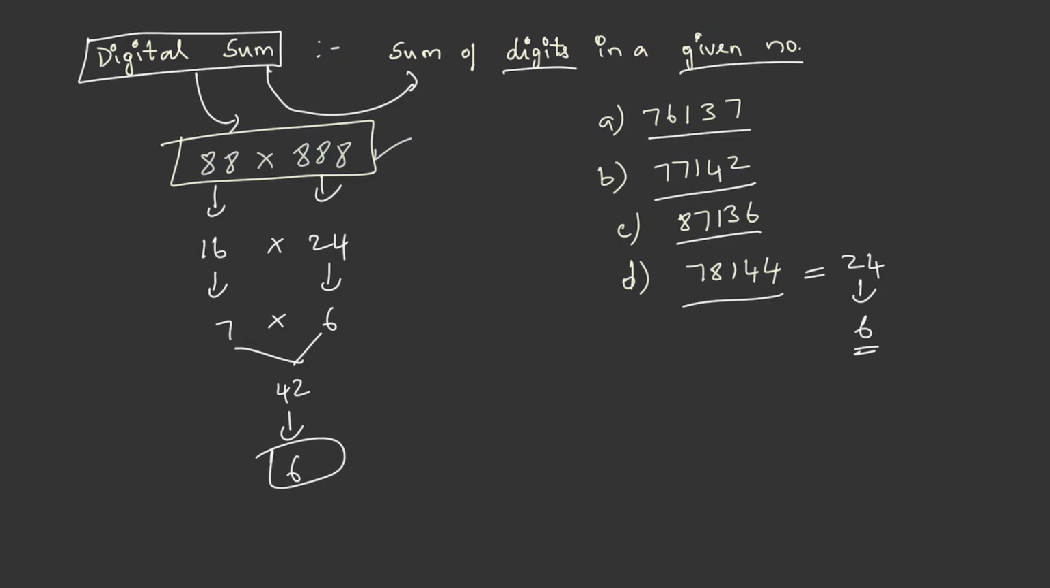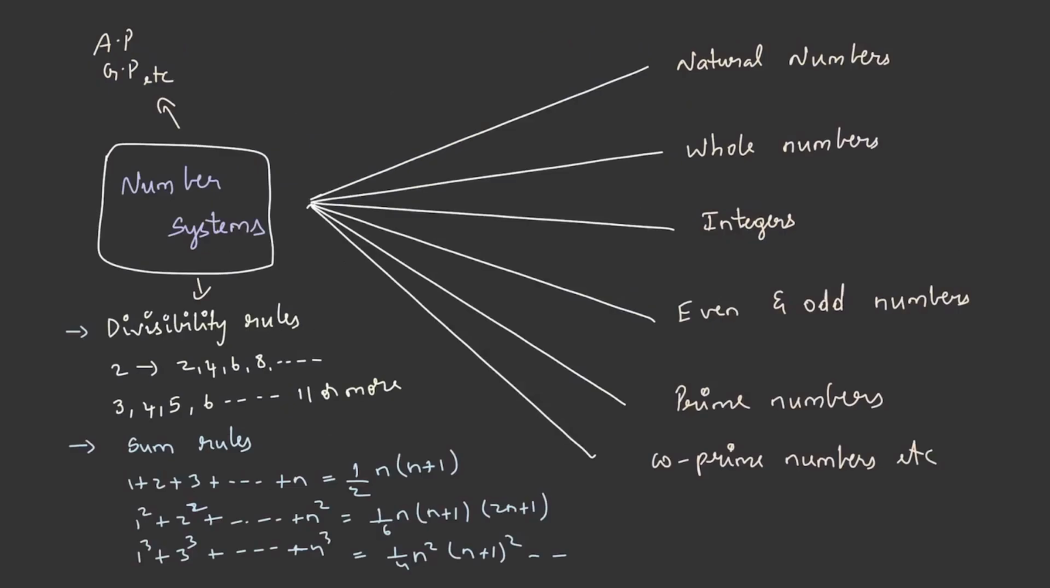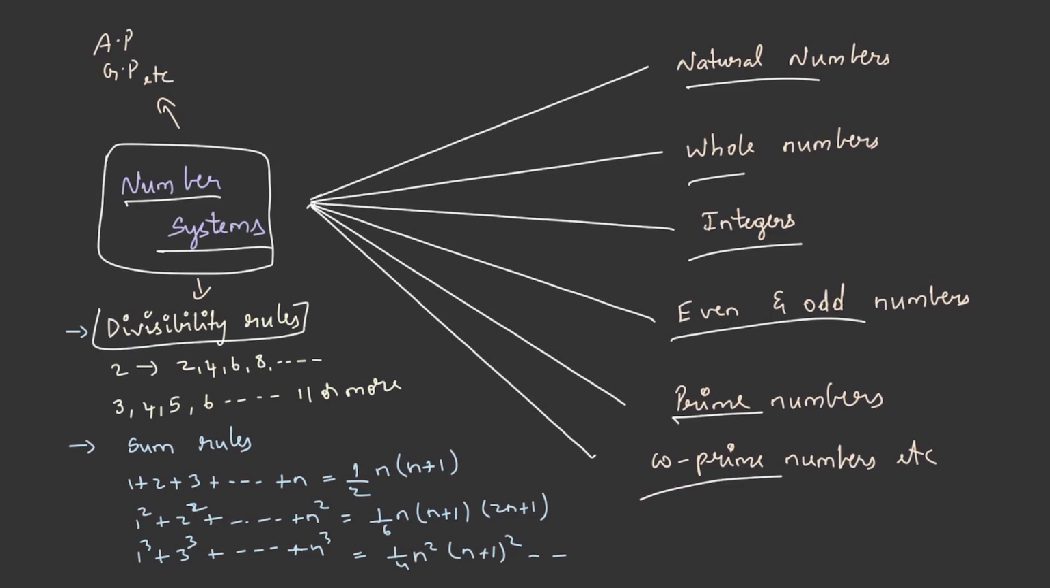So 88 into 888 is equal to 78,144. That is how you can solve by using digital sum concept. Apart from that, you need to have strong command over number systems. That is, you need to know the definitions of natural numbers, whole numbers, integers, even and odd numbers, prime numbers, co-prime numbers, etc. Divisibility rules also play a vital role in simplification problems.